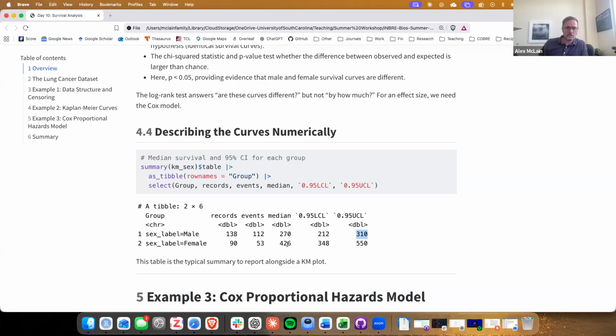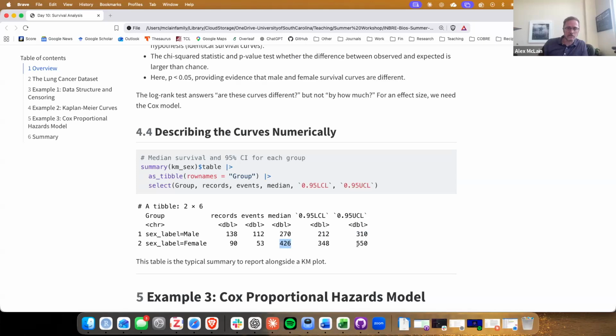And for females, median survival, 426 days. So a lot different, a lot higher. 150 days, so about 5 months longer. Median survival is about 5 months longer for females versus males, quite a bit.